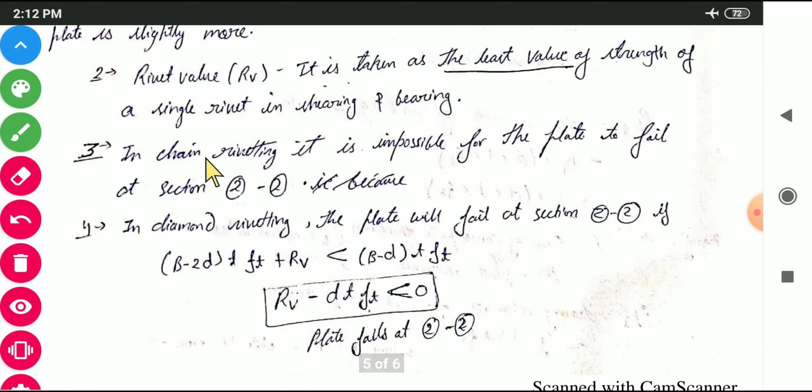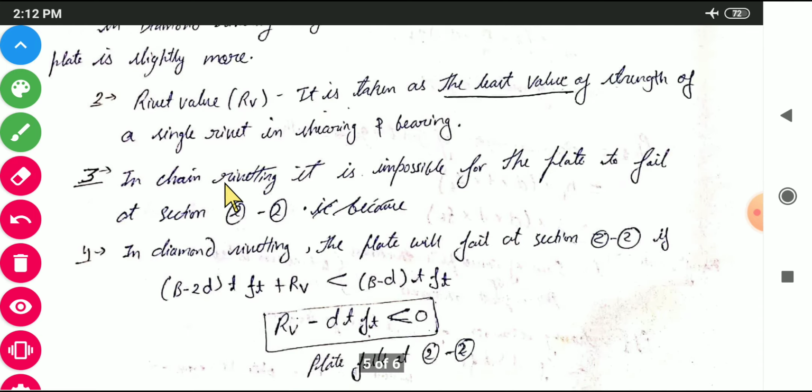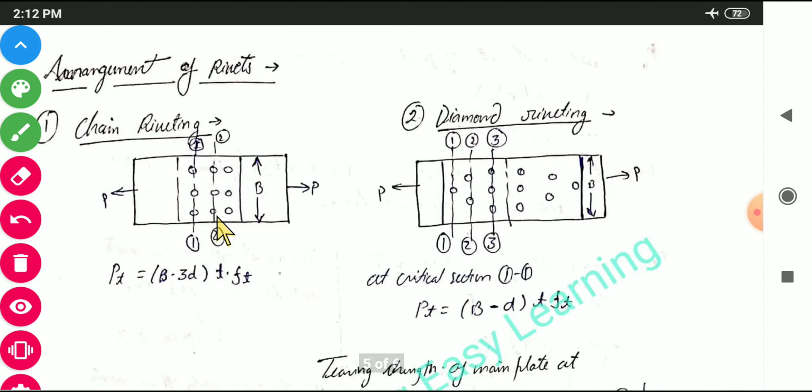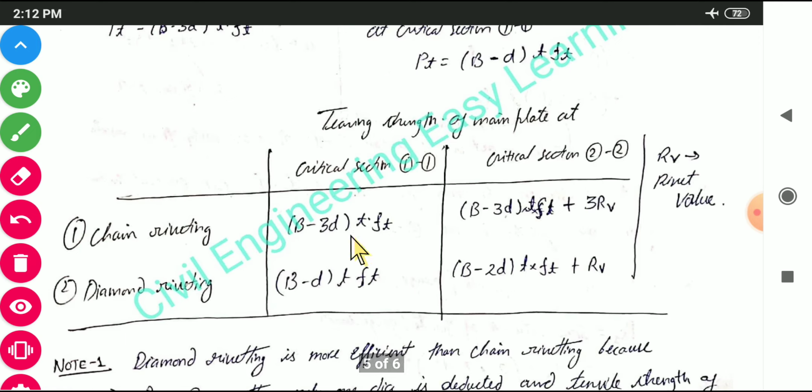Third, in chain riveting it is impossible for the plate to fail at section 2. Here we have 3 rivets. In chain riveting we have B minus 3D times T into Ft, and at the critical section 2 we have this plus 3 times the rivet value. So if it is going to fail, it will fail in critical section 1, not in critical section 2, because in critical section 2 we have this additional value. So this one will always be less, and it will always fail in critical section 1.